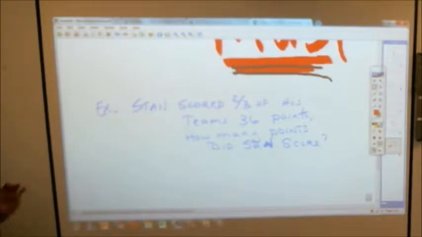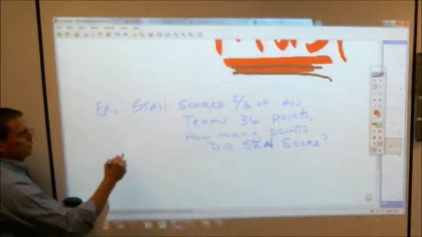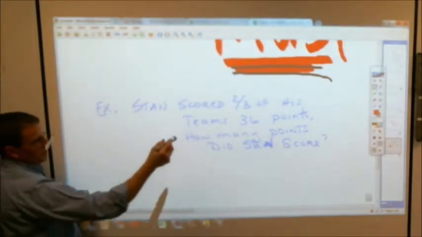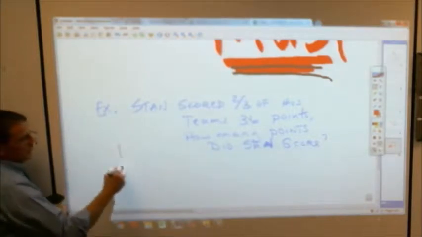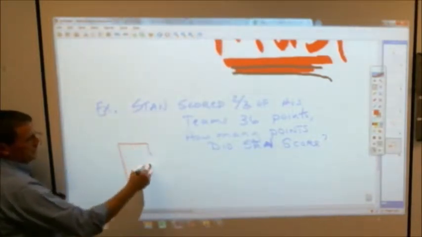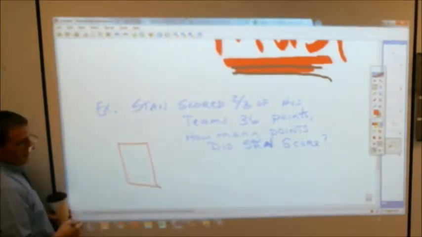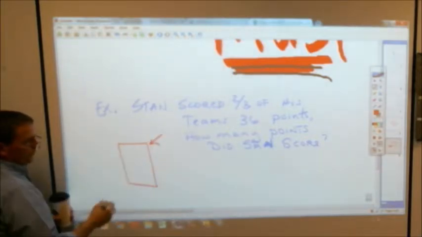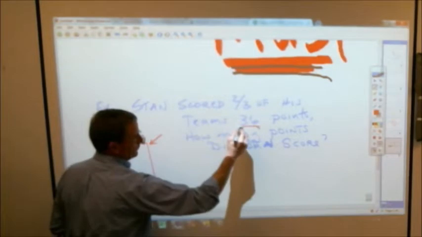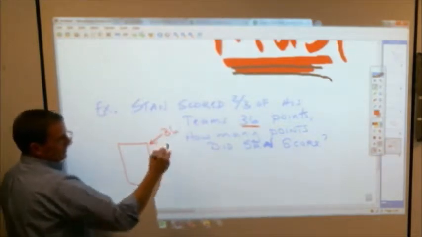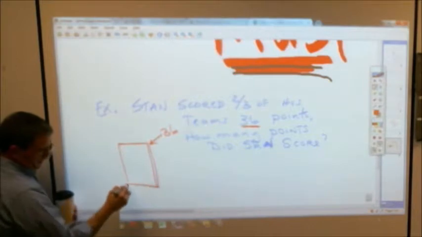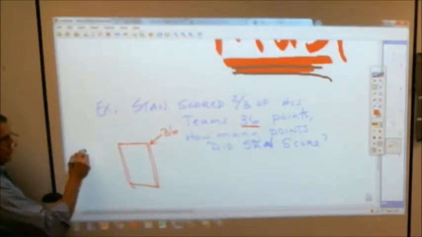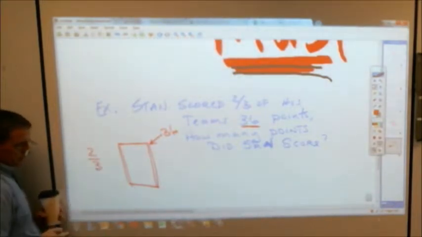Now you don't have to write the whole words of the problem on your paper, but this is what you need to do. Basically what you're looking for is 2/3 of 36. So you need to just sketch yourself a nice little rectangle. This rectangle stands for all of what you're talking about. Total number of points was 36 points. So that rectangle stands for 36 points. You are looking for 2/3 of it.